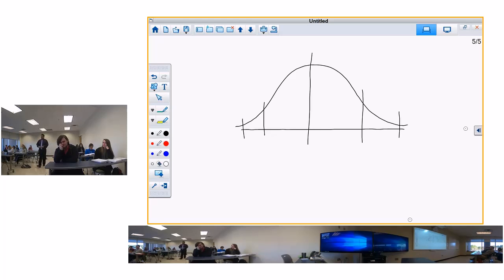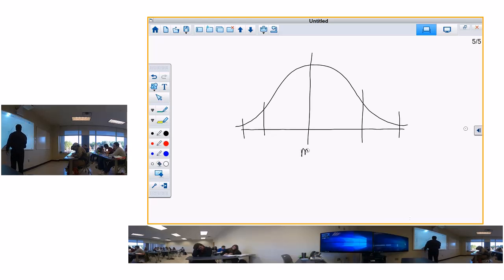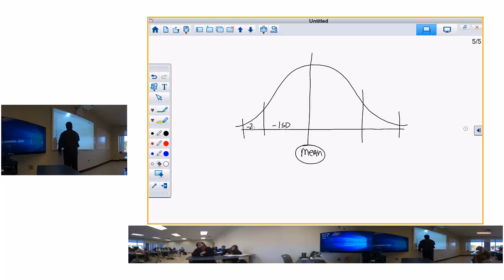Okay? The mean goes in the middle. So I want everybody to draw this because you're going to be drawing this the rest of the semester. The mean goes in the middle. And then this is minus 1 standard deviation, minus 2 standard deviations. And out here is minus 3 standard deviations. Meaning that you're going to subtract the standard deviation from the mean, and then you're going to subtract it from this number, and then you're going to subtract it from this number. Here, you're going to add the standard deviation, just like a number line. Add 2 standard deviations, and add 3 standard deviations.